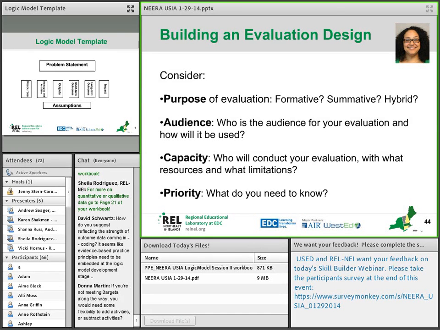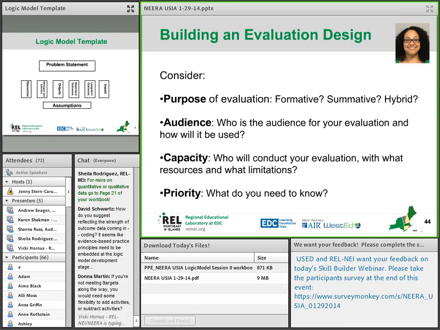So you need to consider what is your purpose, who is your audience, what is your capacity, and what are your priorities. So in thinking about the purpose, you want to figure out if it's formative, which is based on improvements, or is it more summative where you focus on the overall impact of your program and policy, or is it a combination of both, or what we would call a hybrid model?